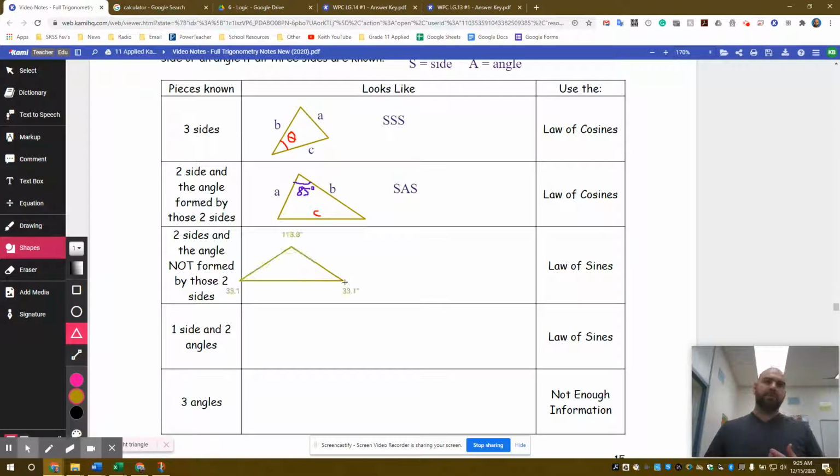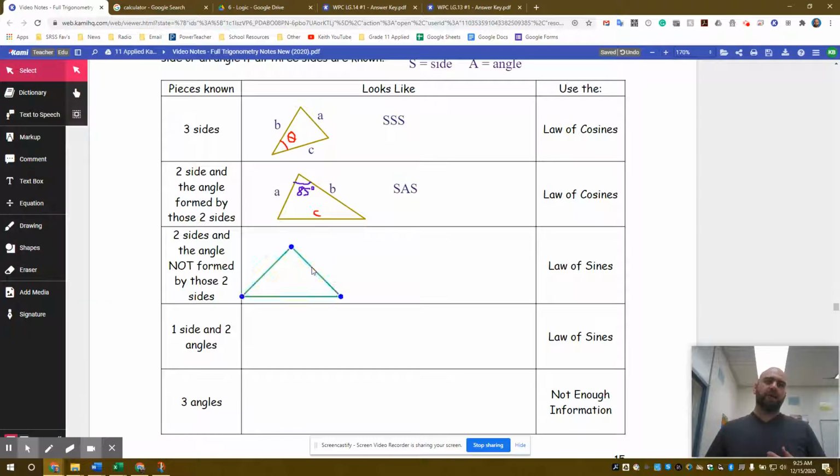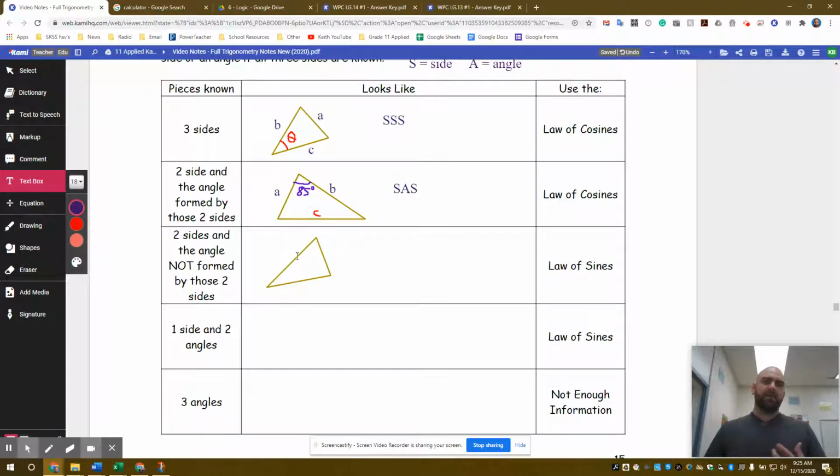Let's take a look if we have 2 sides and not the angle that is formed by those 2 sides. I'm just going to move my triangle over here a little bit. There we go. Okay, so there is our triangle. So let's say that instead of what we had up here, we're given that this side is A, this side is B, and let's say that we are given angle A. And I'm just going to put big A right there.